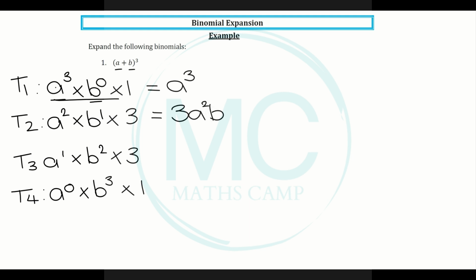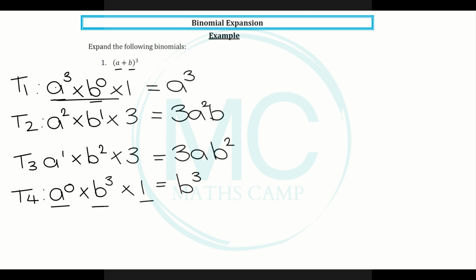Always write your variables in alphabetical order. Then we have 3 a b squared, since a with an exponent of 1 is simply a. Then we have 1 multiplied by 1 multiplied by b cubed. So our fourth term is b cubed. These are the 4 terms in our expansion.